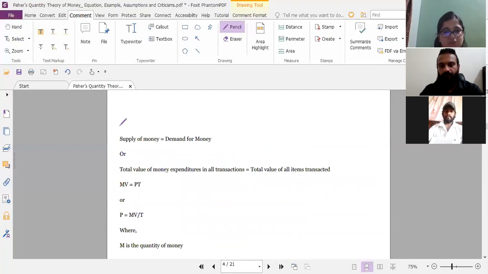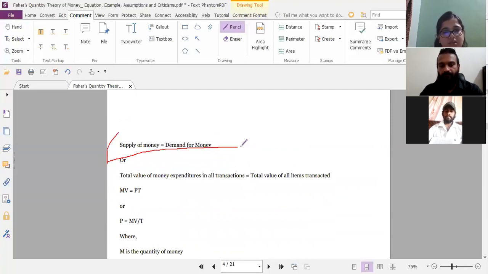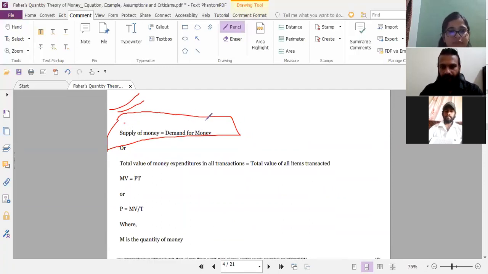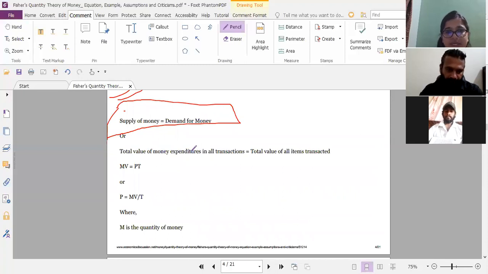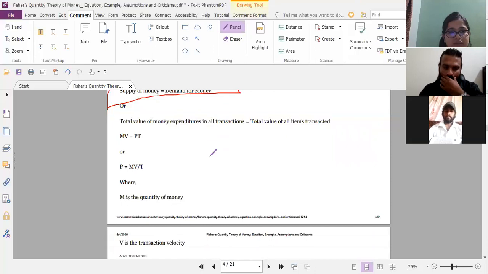In equilibrium, you must remember this is a hypothetical assumption, a very ideal situation. In equilibrium, we always consider supply is equal to demand, or the total value of money expenditure in all transactions is equal to the total value of all items transacted, right? So you must remember that equation here, that is MV is equal to, what did we study? PT, right? Price and transaction.